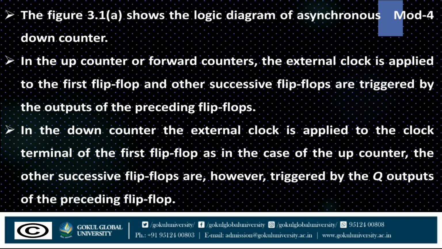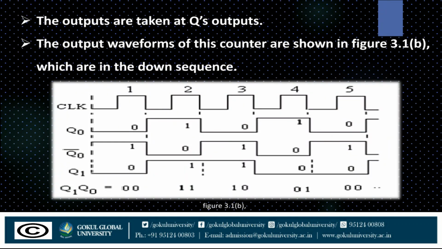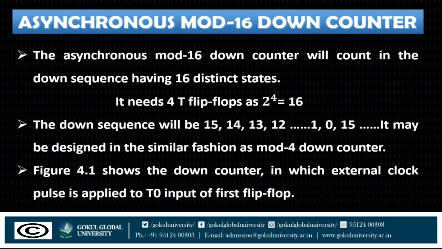The other successive flip-flops are, however, triggered by the Q̄ outputs of the preceding flip-flop. Next, the outputs are taken as the Q outputs. The output waveforms of this counter are shown in figure 3.1b, which are in the down sequence. Here you see. Next, a synchronized mode 16 down counter.